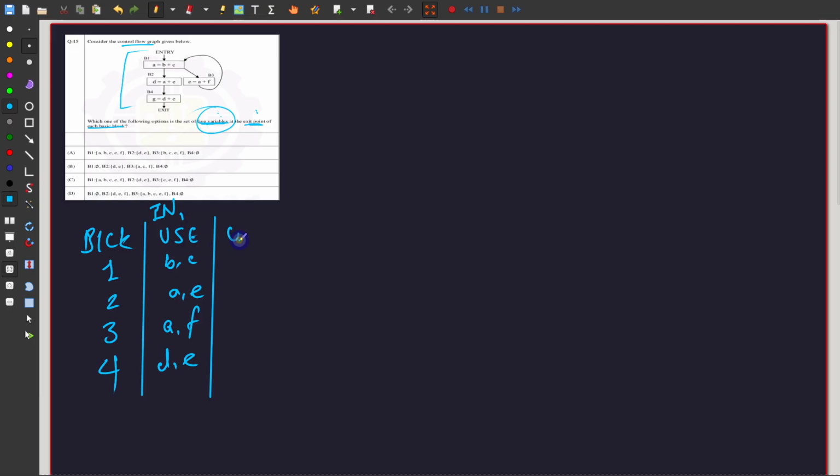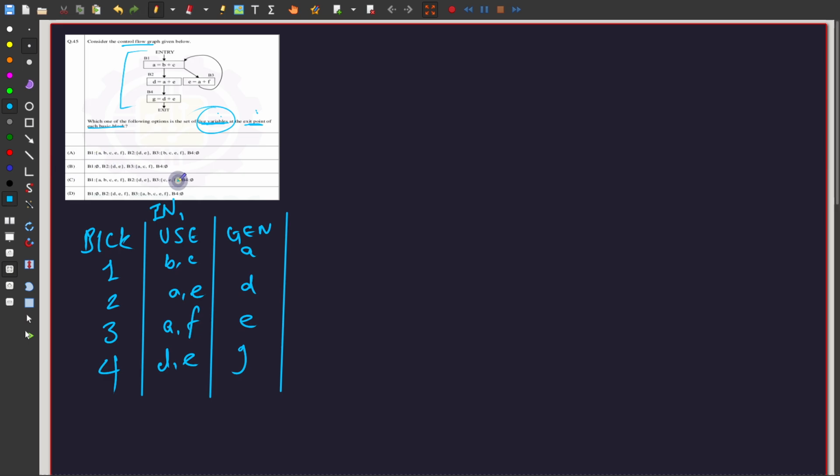Then we go to the gen or the def column. First we'll fill it up. In the first block A is the one that is being generated. In the second block D is being generated, generated because it is in the left hand side. In the third block E is being generated. In the fourth block G is being generated. Amazing, brilliant, we are doing amazing.